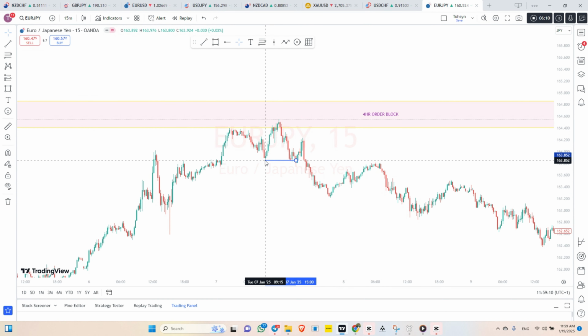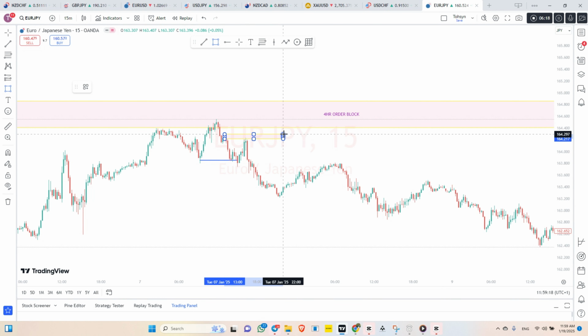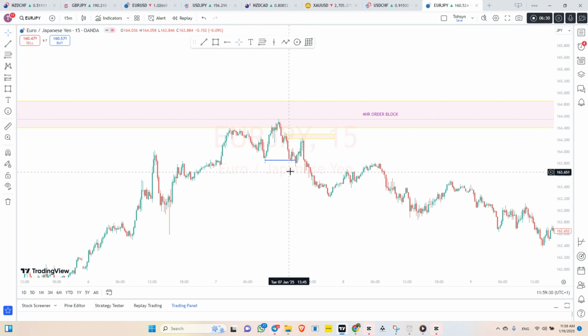So what do we do? We mark out our 15 minutes order block in order to position ourselves to enter the trade. This was the 15 minutes order block. Then what did price do? Price came to mitigate the 15 minutes order block. You can see price came to mitigate it.